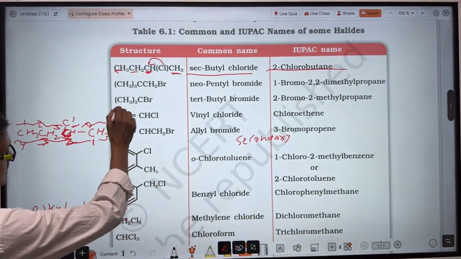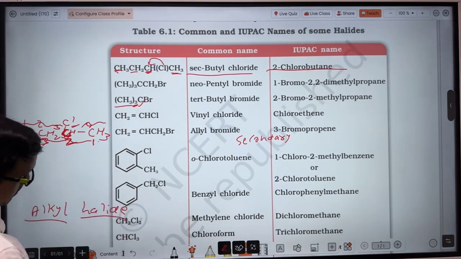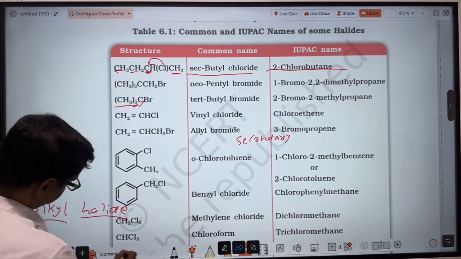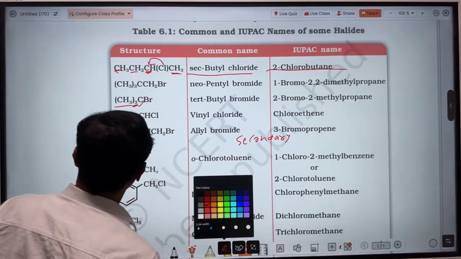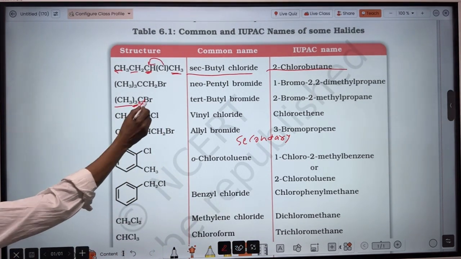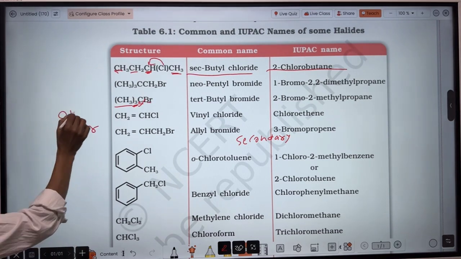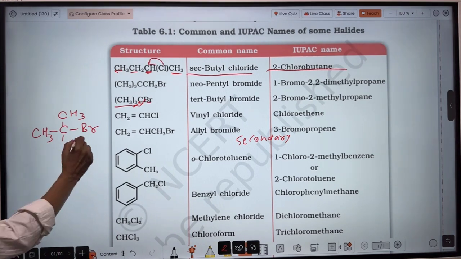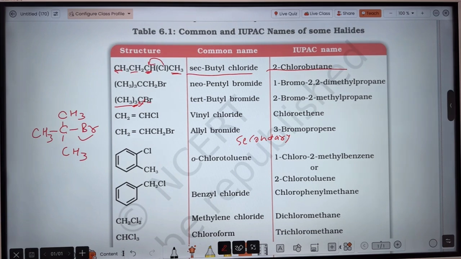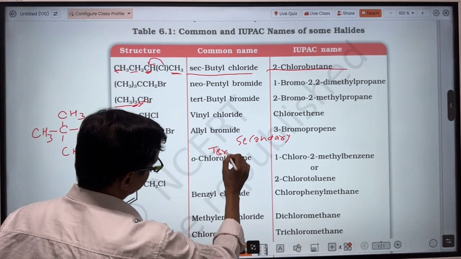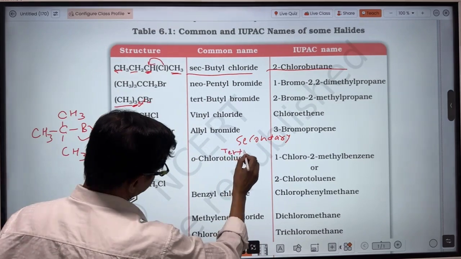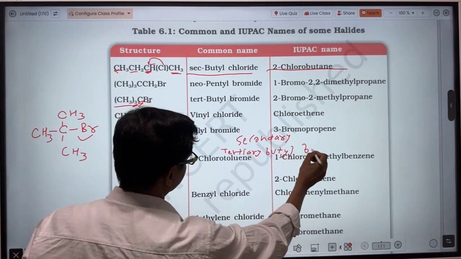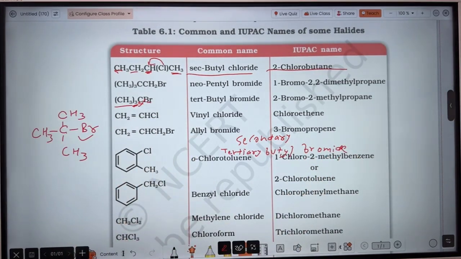Let's see about this compound. Here is CH3 whole thrice. That means three methyl groups are bonded to this carbon atom. And to this carbon atom there is bromine attached. When we have to write the common name, the halogen is bonded to the tertiary carbon atom. So here the halogen is bonded to tertiary butyl. That's why it will be called tertiary butyl or tert butyl. So the common name will be tertiary butyl bromide.